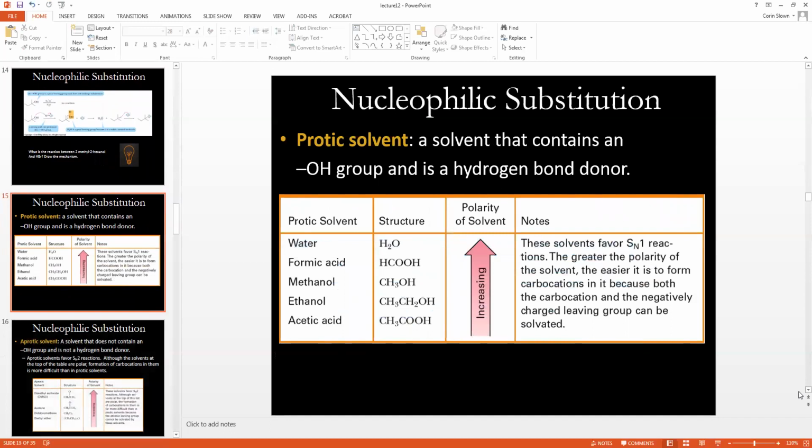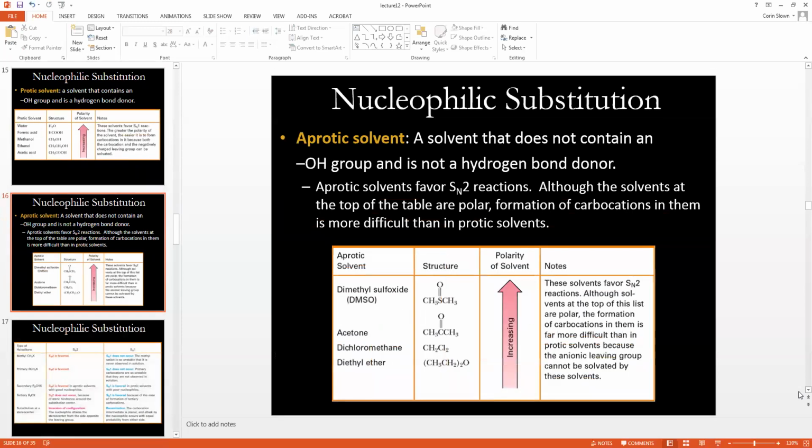One of the other considerations that we need to explore is the effect that solvents have on nucleophilic substitution. So a protic solvent is a solvent that contains an OH group and is going to be a hydrogen bond donor. Examples of that are things like water, formic acid, methanol, ethanol, or acetic acid. These are all great examples of protic solvents because they all have the ability to hydrogen bond. And it's this ability to hydrogen bond that is valuable because it actually stabilizes carbocations and it allows solvation. That's really helpful in these reactions because we know that carbocations are all about stability.